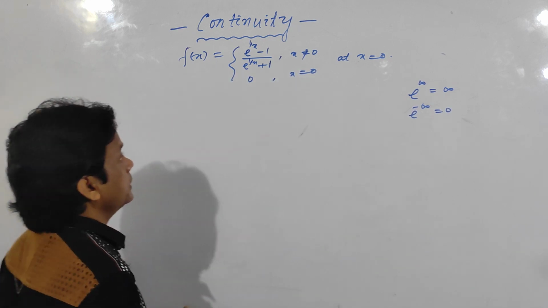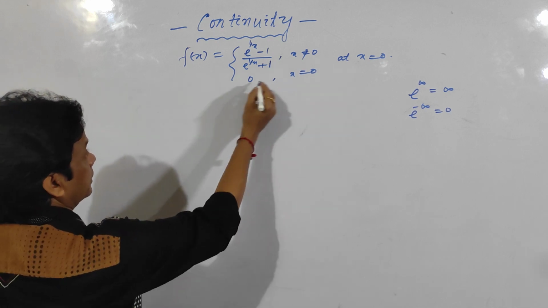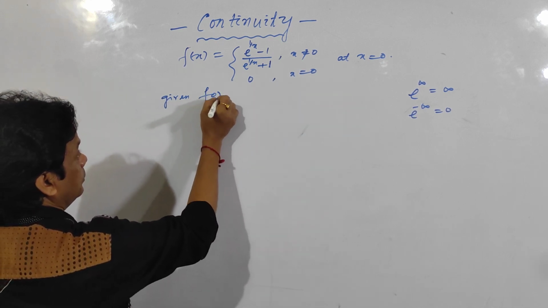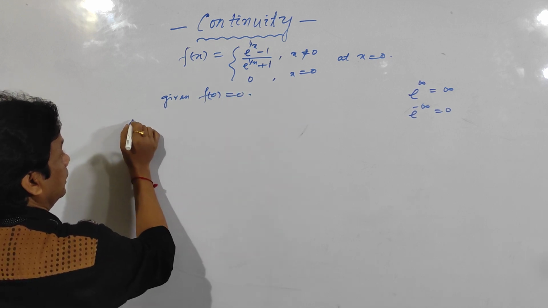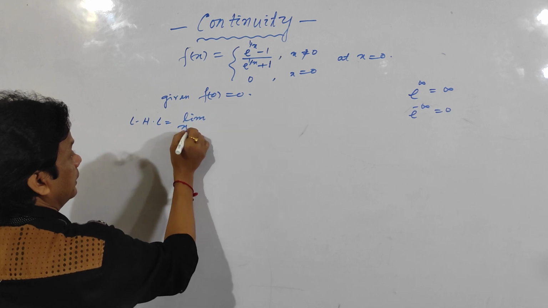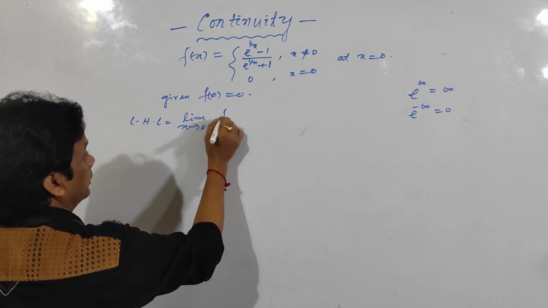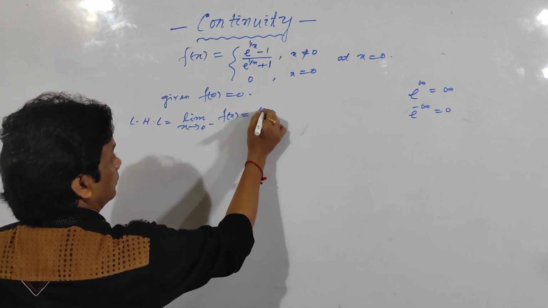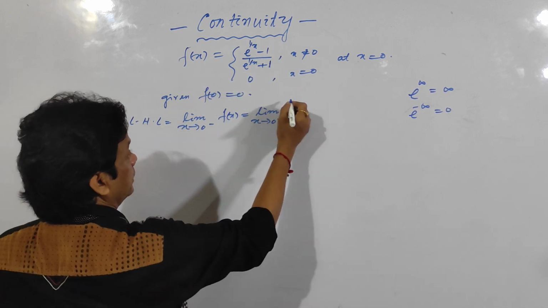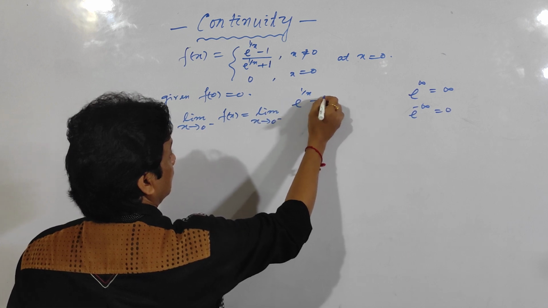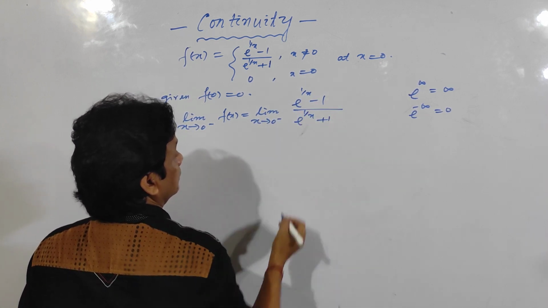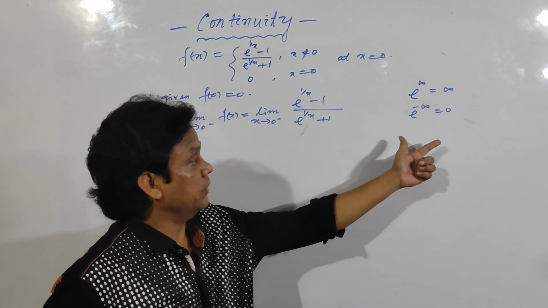Clear? See here. Here function value is 0. Given f of 0 is equal to 0. Now left hand limit. Limit x tends to 0 minus f of x is equal to limit x tends to 0 minus. Here f of x is this one: e to the power 1 by x minus 1 by e to the power 1 by x plus 1. Clear? So let us try here.